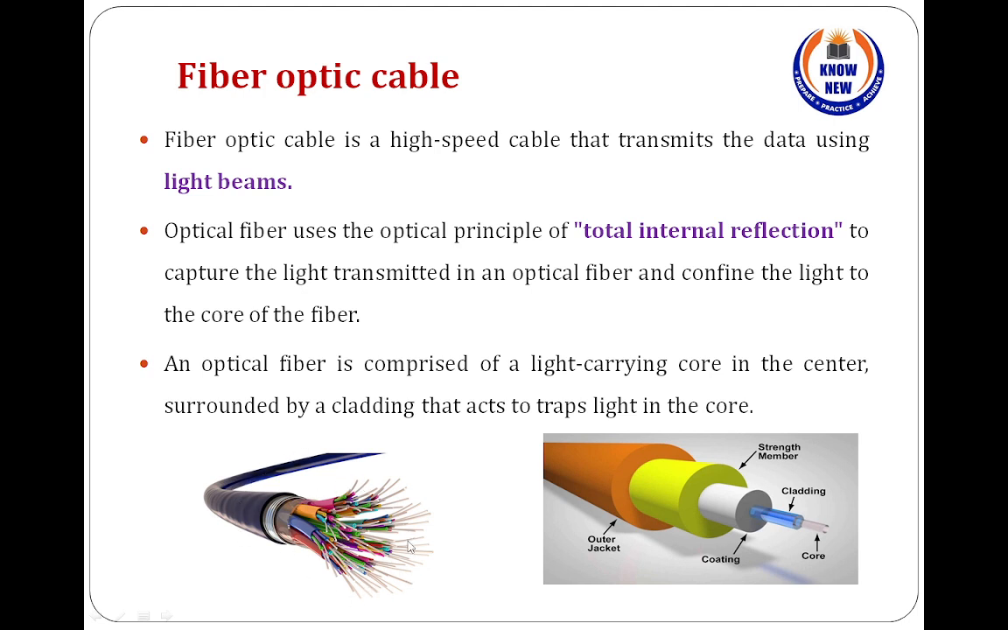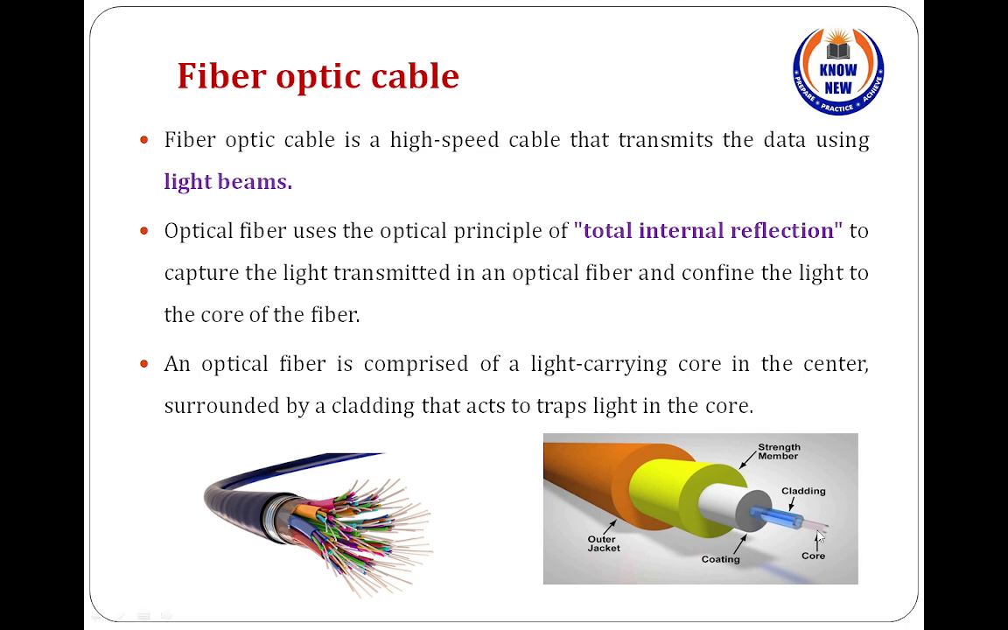Here, a lot of colored cables are combined together within a single large cable. If you take one cable, there will be a core portion, a cladding portion which surrounds the core, and then a coating, then strength members, then the outer jacket. All the signals, as you know, are transferred in the form of light beam format, so it can be transferred through the core portion only.